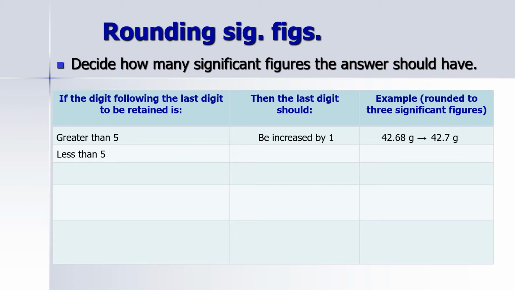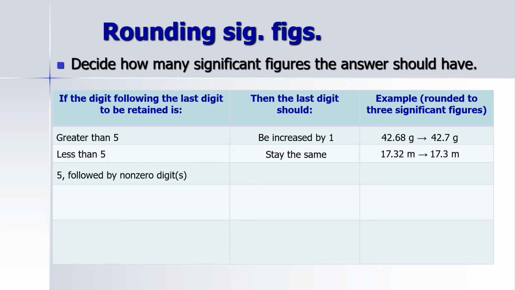If our next number is less than 5, then the number just stays the same. For example, we have 17.32 meters. We want to round this one to 3 sig figs as well. So we want to keep the 1, the 7, and the 3. The next number, which is 2, is less than 5, so we'll just keep that 17.3 meters.